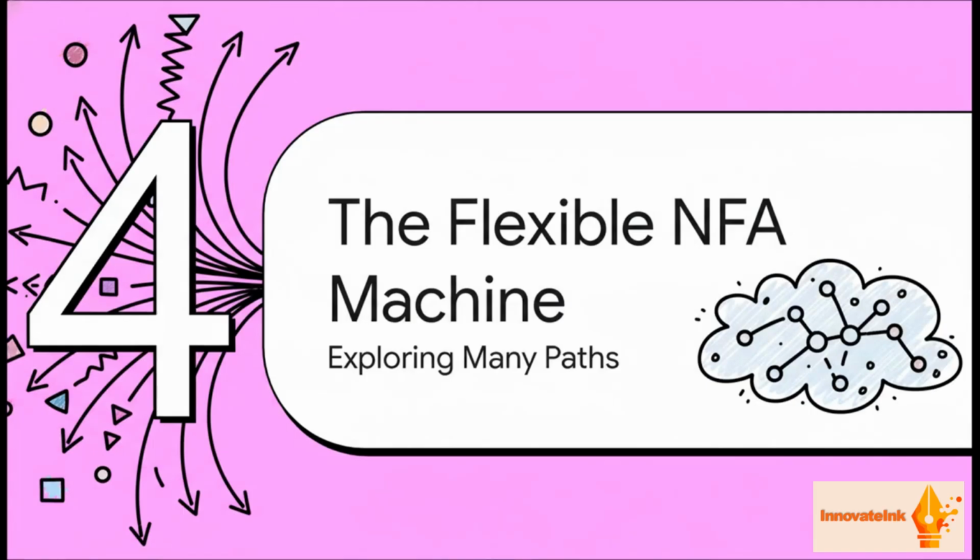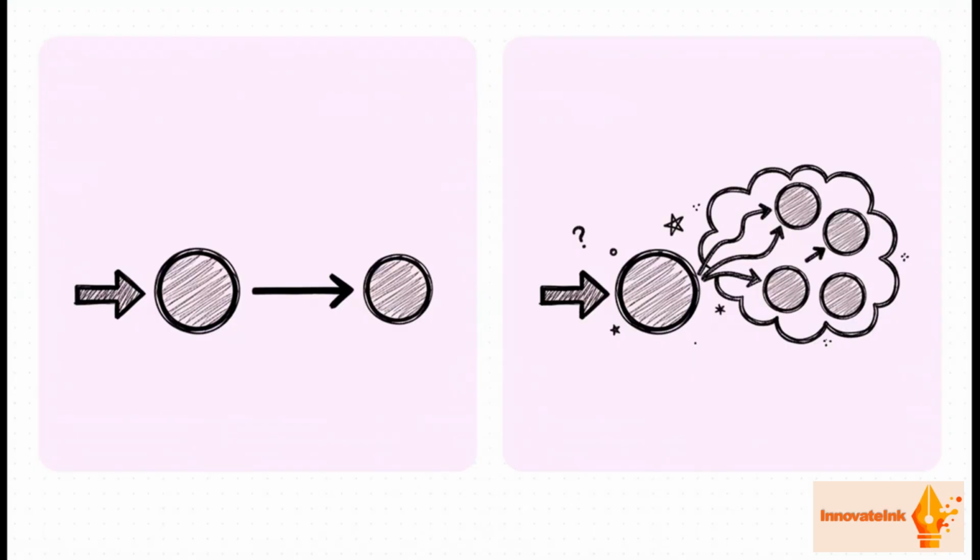Okay, that DFA was pretty rigid, right? But what if we loosen the rules a bit? What if our machine could explore possibilities? Let's meet the DFA's more flexible cousin, the non-deterministic finite automaton, or NFA. Okay, the whole magic trick is right here, in this one little difference.